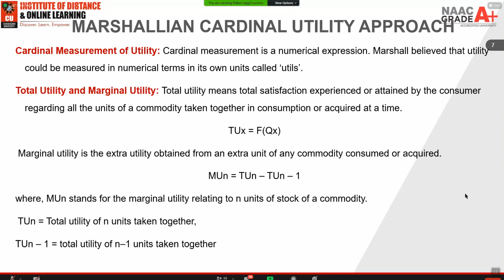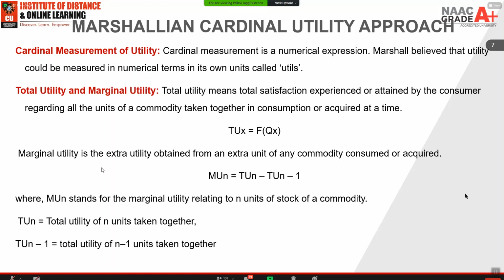Next is the concept of marginal utility. Marginal utility refers to the additional, or you can say extra, utility on account of consumption of what? An additional unit of the commodity. For example, if 10 units of a commodity yield satisfaction of 100 utils and 11 units of the commodity yield 110, the addition is from 100 to 110. You are getting 10 as additional satisfaction. So this 10 is your marginal utility.